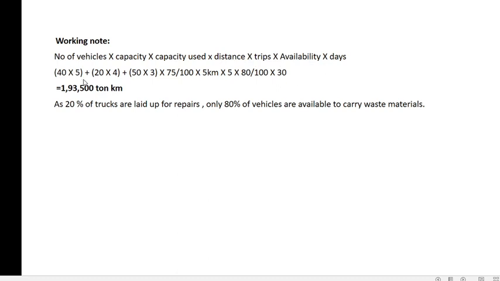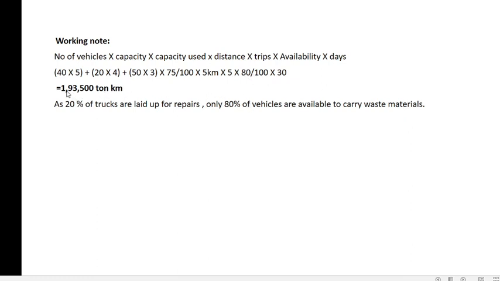40 into 5 plus 20 into 4 plus 50 into 3, into 75 by 100, that is 75% of its capacity, into 5 kilometer into 5 into 80 by 100 into 30. So it is 1,93,500 ton kilometer. As 20% of the trucks are laid up for repairs, only 80% of the vehicles are available to carry waste materials. So 80 by 100.